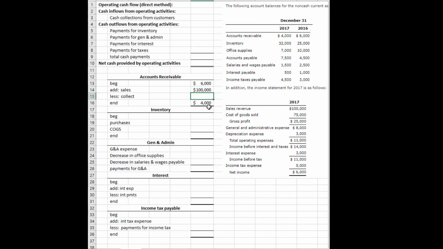So then you can solve for this, and there are a lot of different ways to solve for this. Whichever way works for you, you can put an X here: 6,000 plus 100,000 plus X equals 4,000. So obviously X would have to be a negative number. You can analyze that the beginning was 6,000, it dropped by 4,000, so collections had to be 2,000 greater than sales, or other ways that you like. All right, so that's going to give us our first line on the cash flow statement.